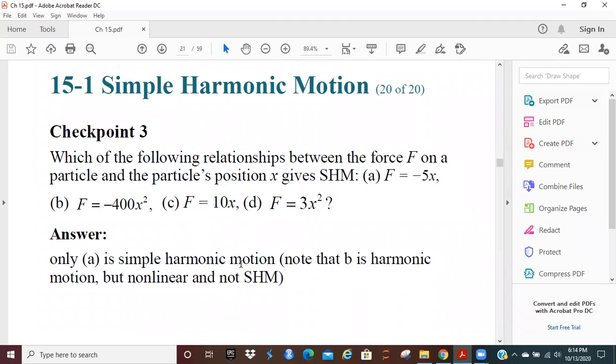All right, so checkpoint number 3. Which of the following relationships between the force on a particle and a particle's position gives simple harmonic motion? Well, A is the only answer because it has to be proportional to the first power of x. But in this case, the force is equal to positive a number times x. And what we need is a negative number times x. That's what defines it as simple harmonic motion.